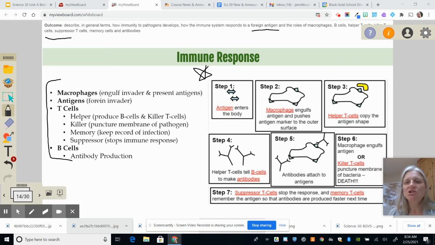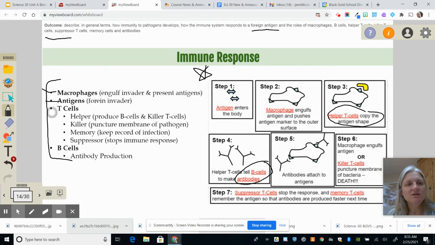So step 1, your antigen enters the body. Antigen being the foreign invader, whether that's a bacteria or virus, whatever it might be. Then your macrophage comes in, engulfs that antigen, the invader, and pushes the antigen markers to the surface of its cell. This lets the helper T cells come in and copy that shape. They're so helpful, and they tell the B cells to start making antibodies to match that shape.